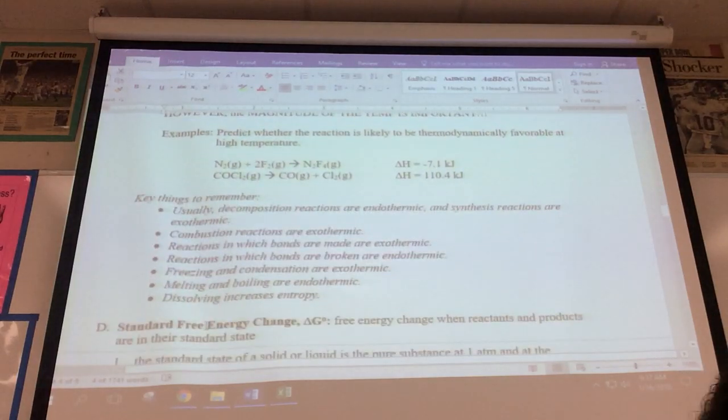Okay, so if we look at the examples shown here, it says predict whether the reaction is likely to be thermodynamically favorable at high temperature. We're given a delta H, endo or exo? Exo. Is this reaction favoring order or disorder?